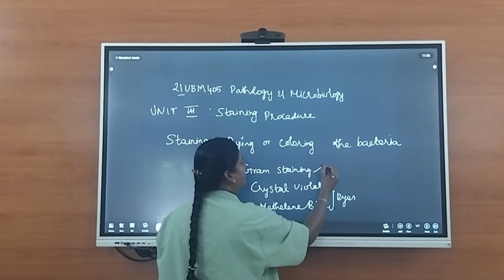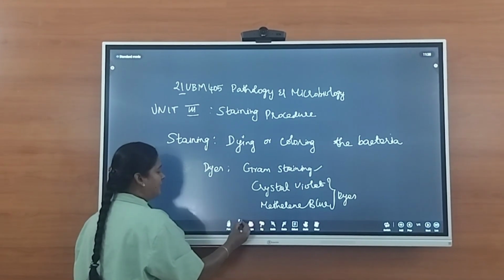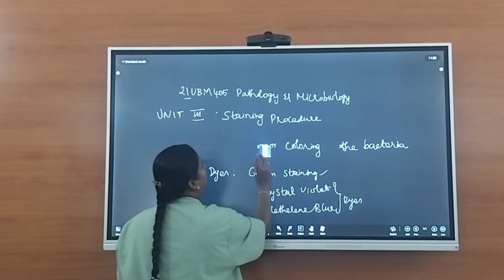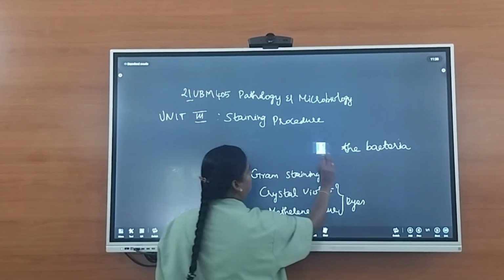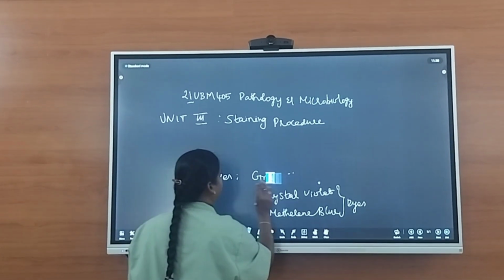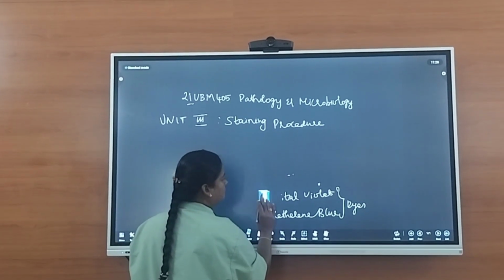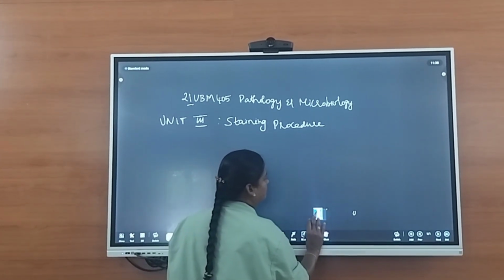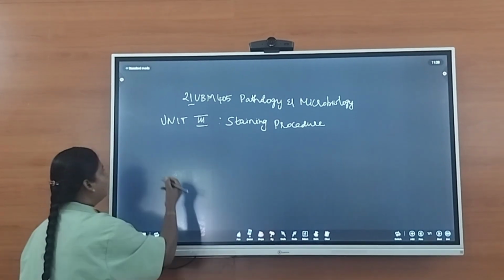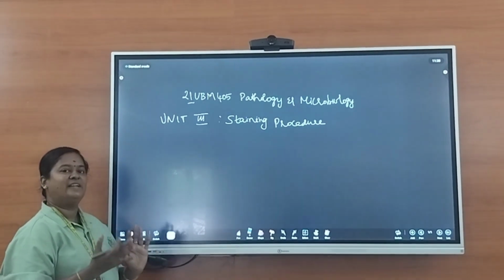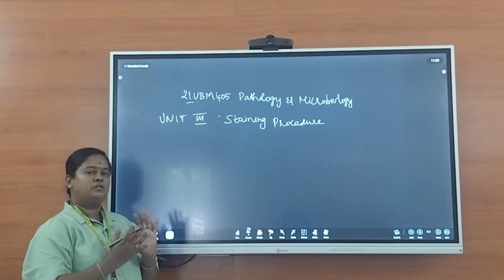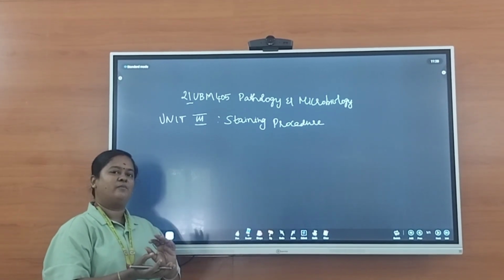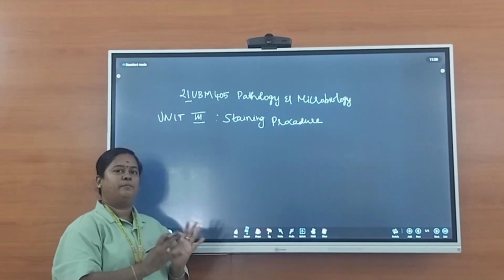Staining method, one of the methods is Gram staining. So likewise we have various staining methods, and we will see them one by one. So staining means this coloring is enough to enhance the bacteria, so that it can be viewed under the microscope. So before viewing under the microscope, we should stain the bacteria.